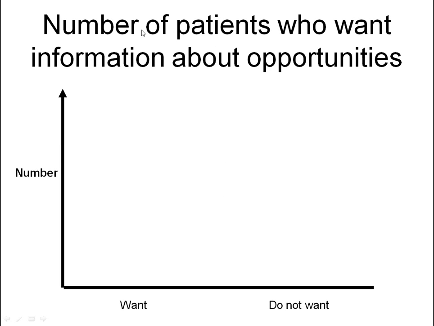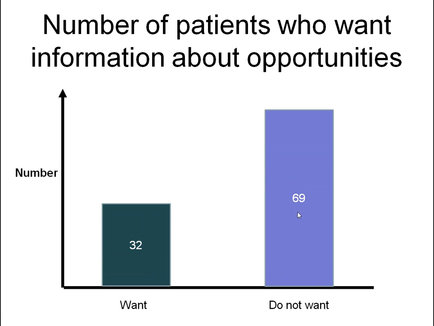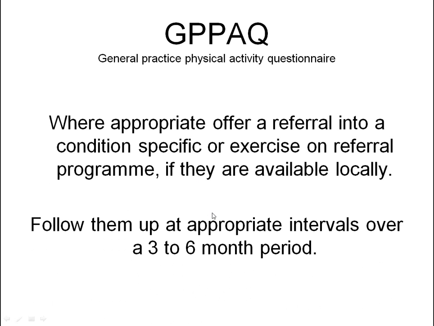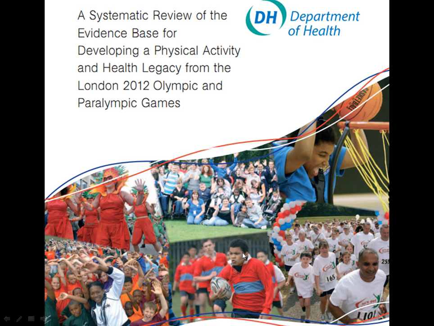When questioned about this, I asked if patients wanted information about the opportunities, to put number versus want and do not want. Most patients, in fact, do not want further information about the opportunities, but some do want it. Then the next recommendation was that when providing physical activity advice, primary care practitioners should take into account the individual's needs, preferences and circumstances. Where appropriate, offer a referral into a condition-specific or exercise referral program if available locally. Then follow them up at appropriate intervals over a 3 to 6 month period.